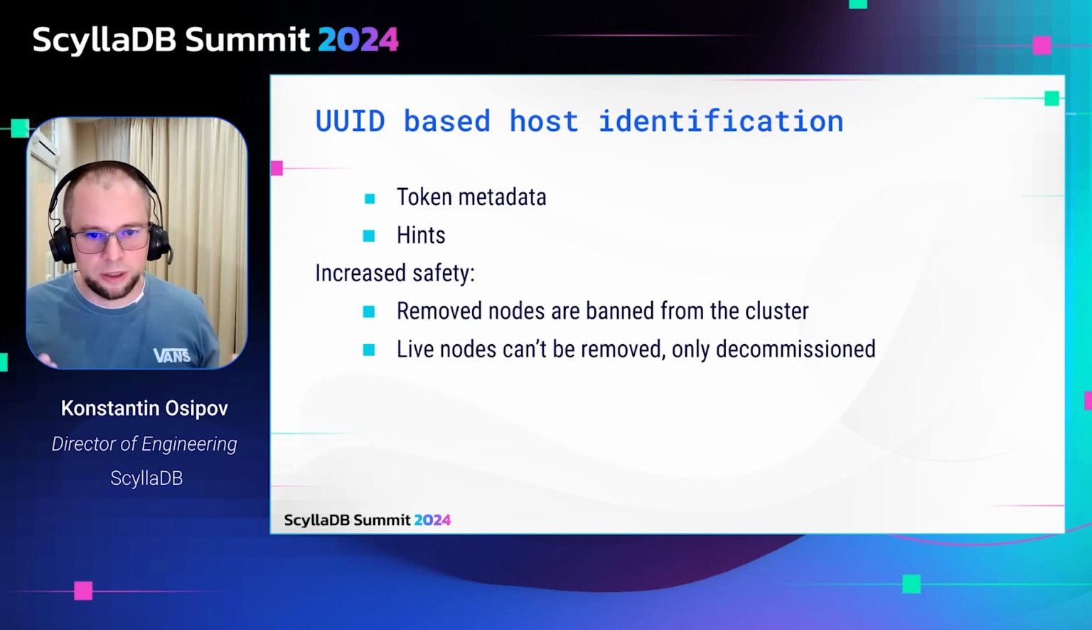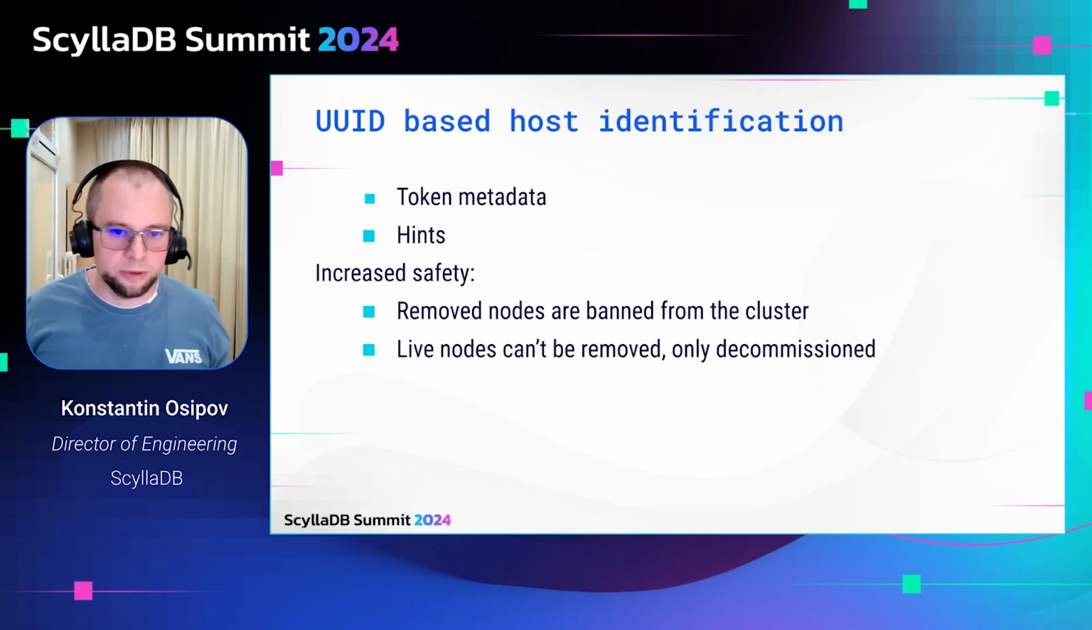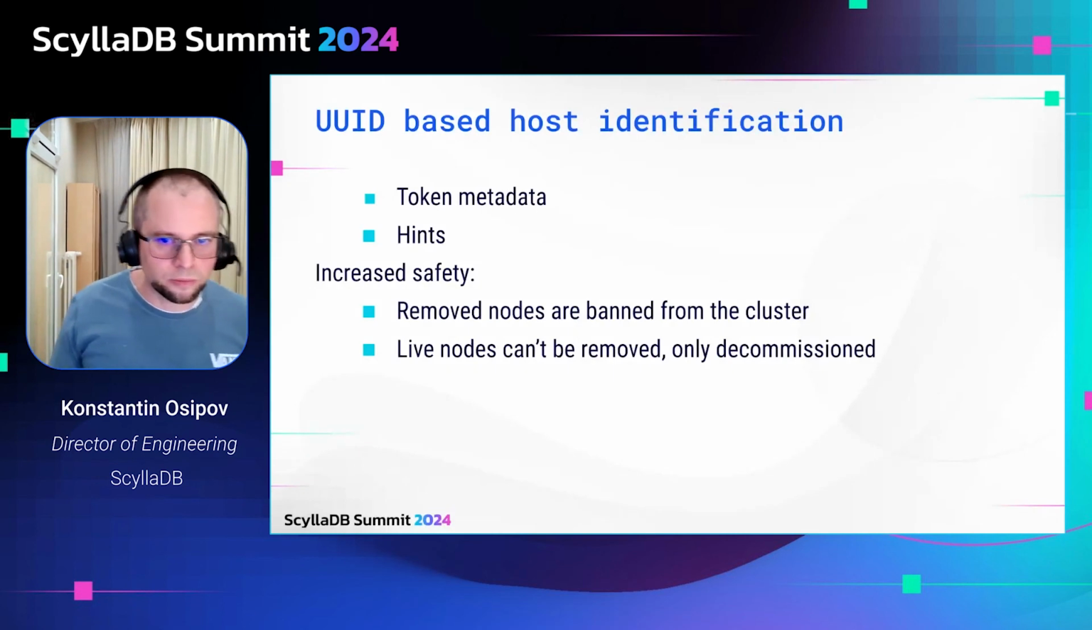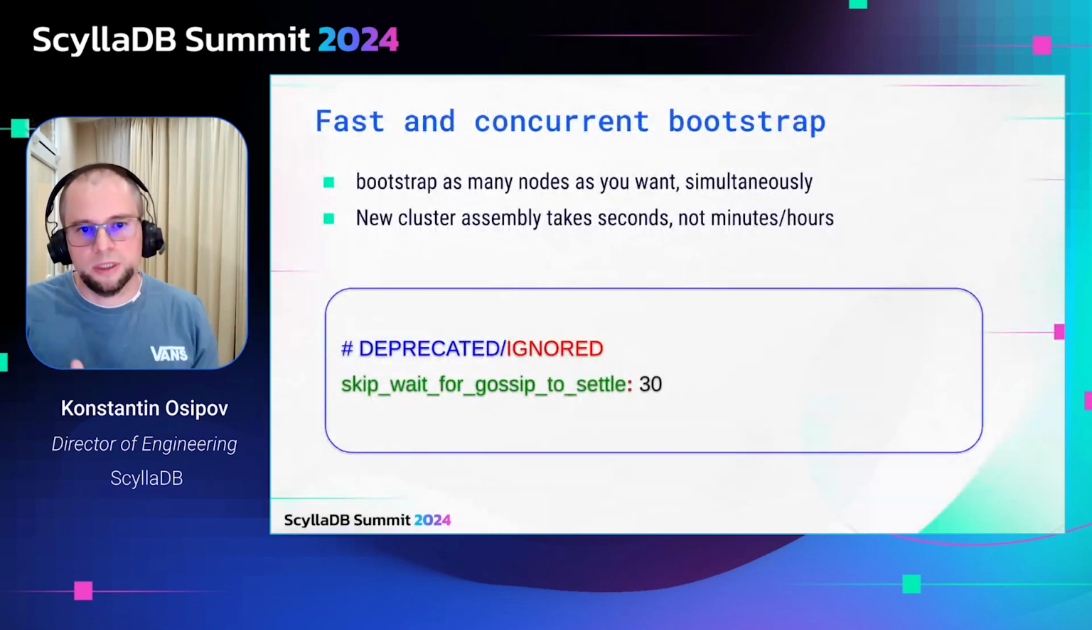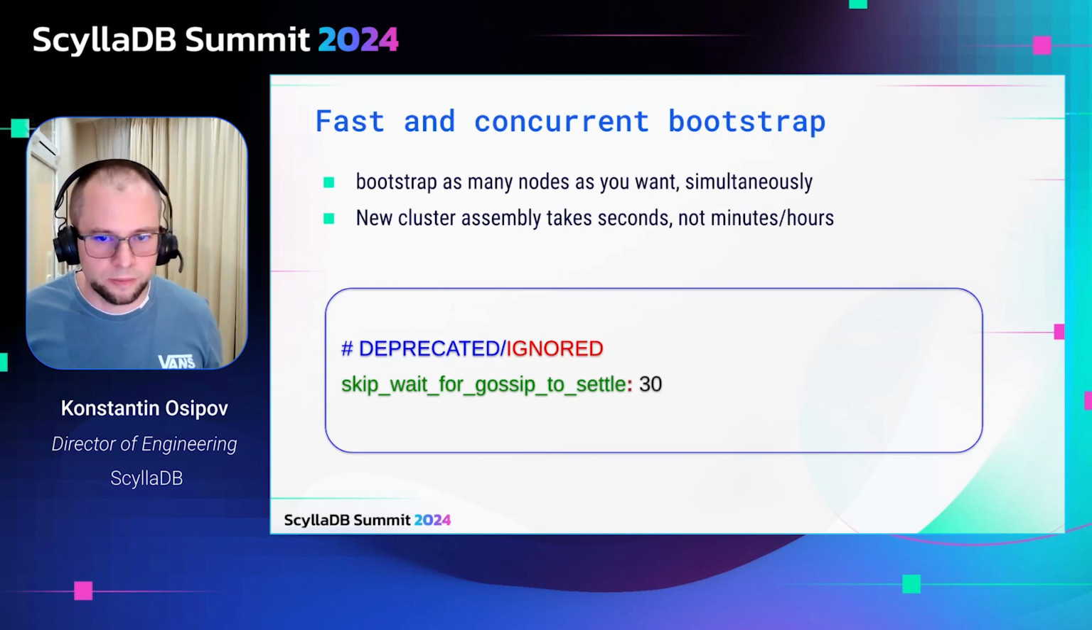Similarly, we provide the DBAs with a safety net, and if a DBA by mistake tries to remove a live node from the cluster, we return an error. So it's only possible to decommission a live node. The end result is that ScyllaDB now officially supports safe, concurrent, and fast bootstrap. We no longer use skip wait for gossip to settle when bootstrapping. And this variable is simply not used, it's ignored.